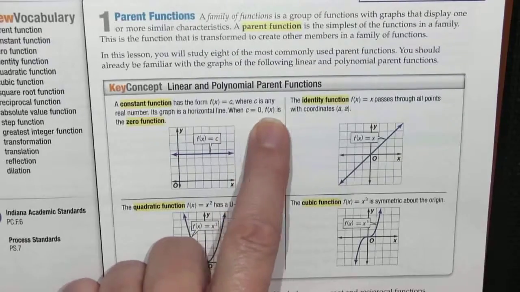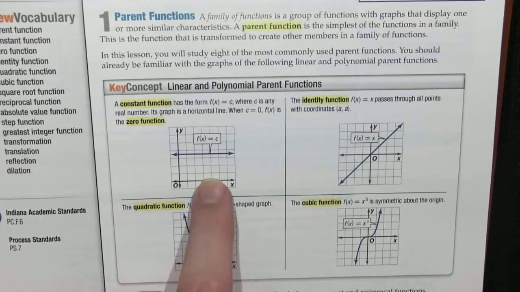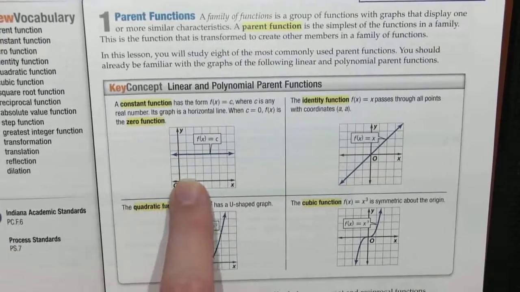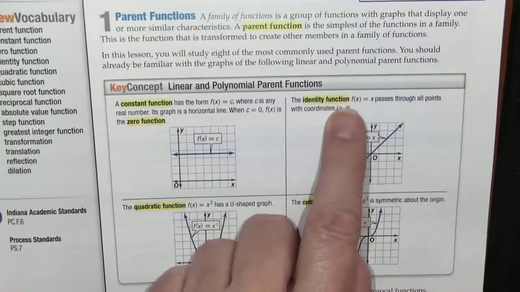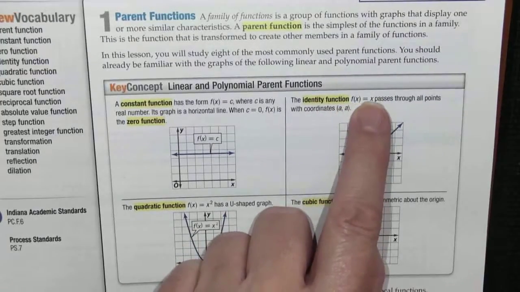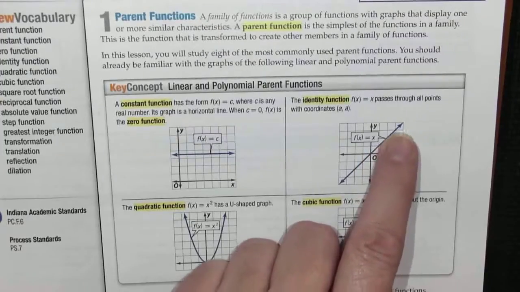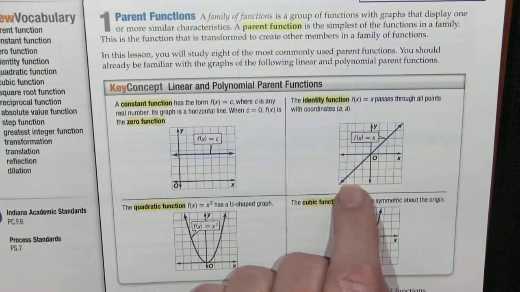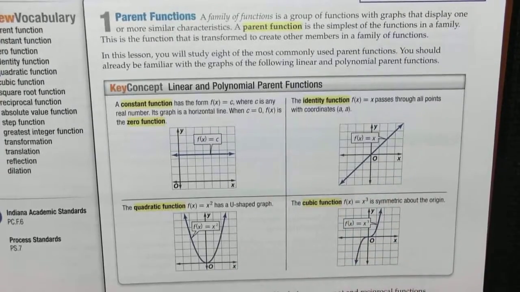When c is 0, then f of x is called the zero function. And that would be right on the what axis? X-axis, that's correct. Okay, good. Now we have the identity function, and that's just where y equals x, or f of x equals x. So no matter what x is, y is the same thing. All right, and it has a 45-degree angle, and it's a constant function.